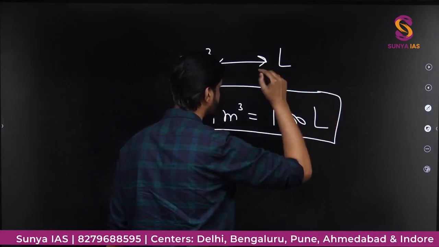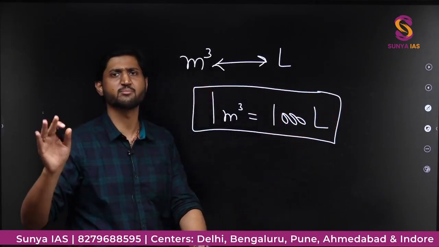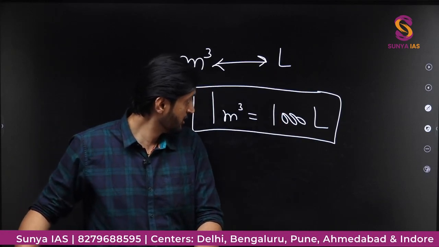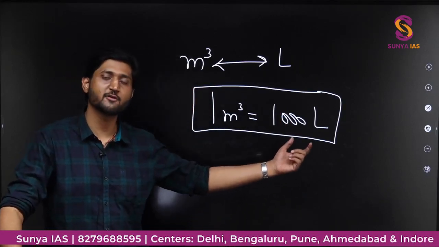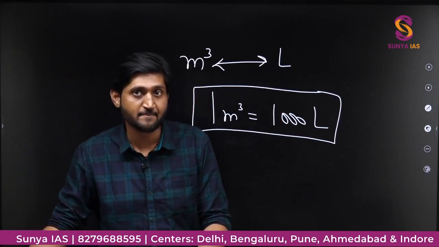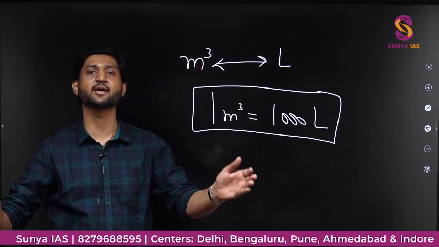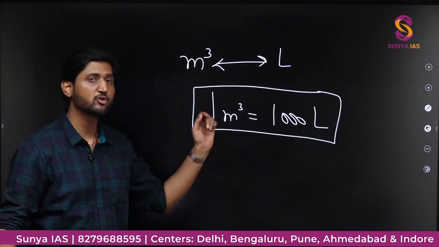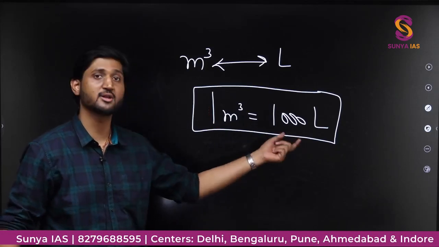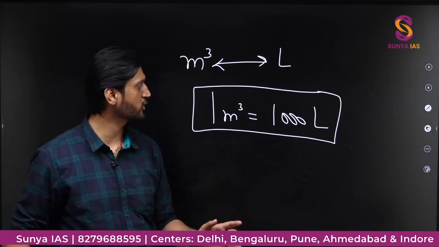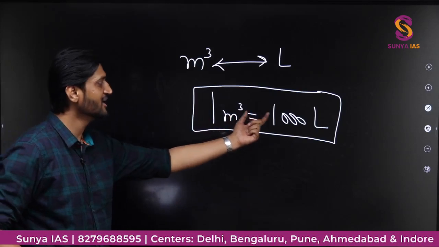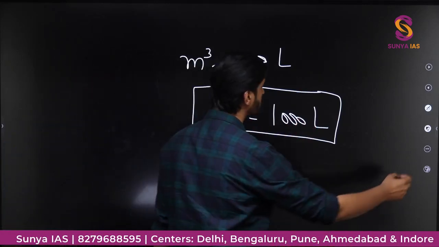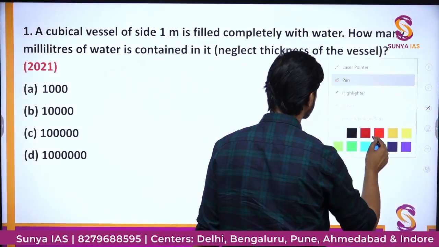You know that there are 1 liter bottles of cold drinks and mineral water. So suppose one bottle is of size 1 liter, then in order to fill a bigger tank of 1 meter cube volume, you will need 1000 bottles to fill it up. That is the basic idea. So 1 meter cube is nothing but 1000 liters. Based on it, we can solve this very easy question.